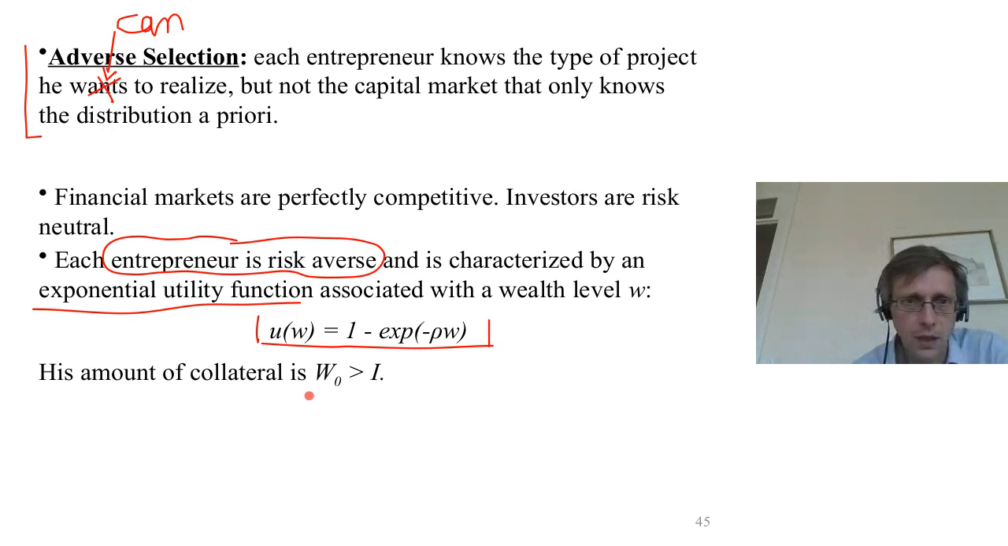Okay, and there is an amount of collateral, so internal investment, if you prefer, that each entrepreneur has. And you see that the first point to notice is that the level of collateral is strictly higher than what is required to realize the project. But investing in the project would imply to bear the risk. And any entrepreneur, since he's risk averse, he would prefer not to bear any risk.